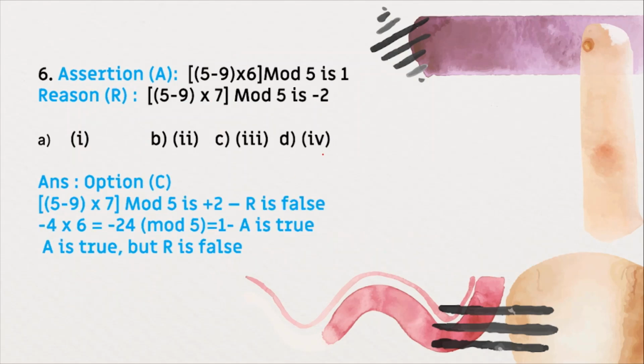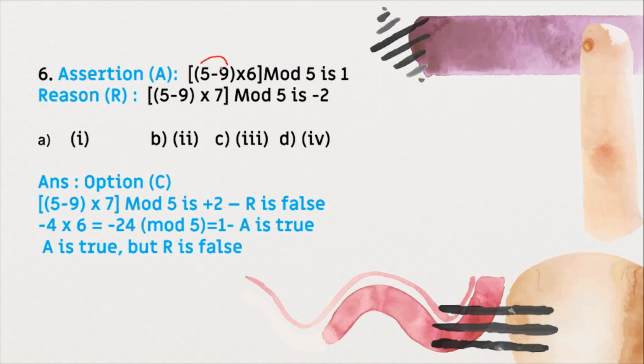See question 6: 5 minus 9 into 6. There are 4 operations: addition, subtraction, multiplication and division. We are dealing with the first 3 operations. When you do addition and subtraction in modulus, you can take the individual mods. For example, 5 minus 9 mod 5 means 5 mod 5 minus 9 mod 5. Suppose a product is there: 5 minus 9 mod 5 into 6 mod 5, the whole mod 5. Once again, for the final answer, we have to take one more mod.